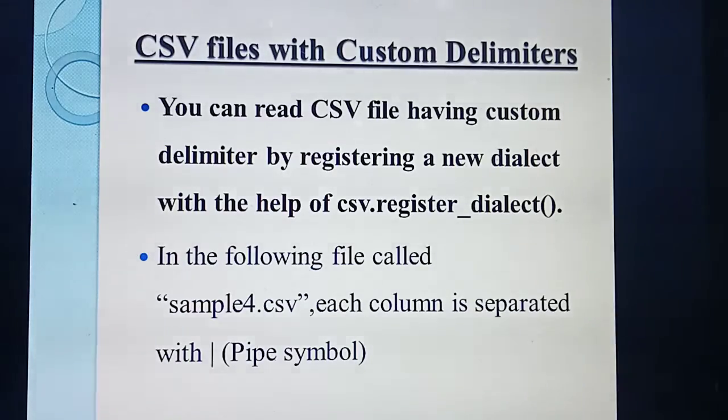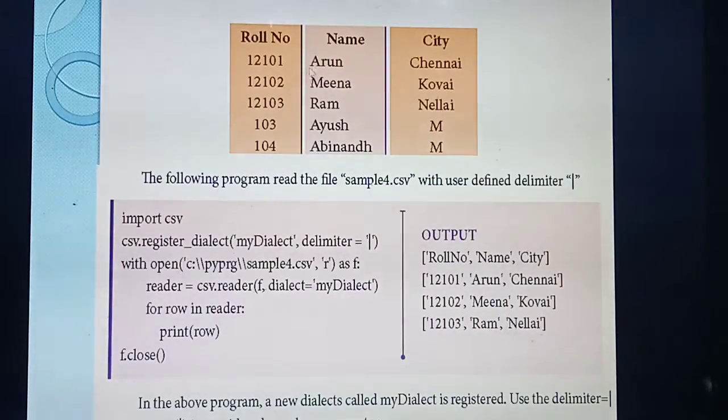The name of the file is sample4.csv. Here we are going to separate each column with the pipe symbol. So here each column is separated using the pipe symbol, and you are going to remove that pipe symbol. If you look, you can see the first column. Have you seen this light violet color line? That's a pipe symbol. See, here a pipe symbol, here a pipe symbol. Now you are going to remove this pipe symbol.